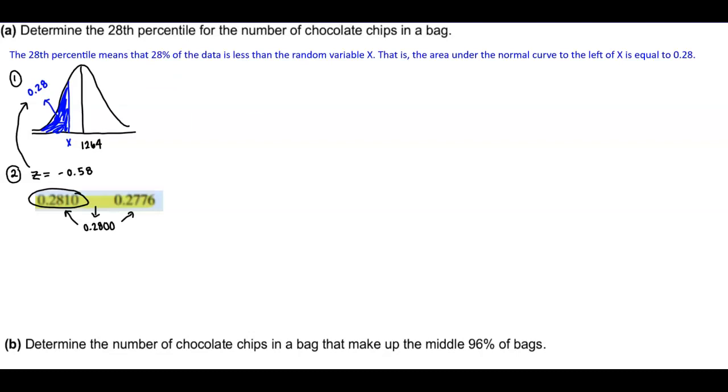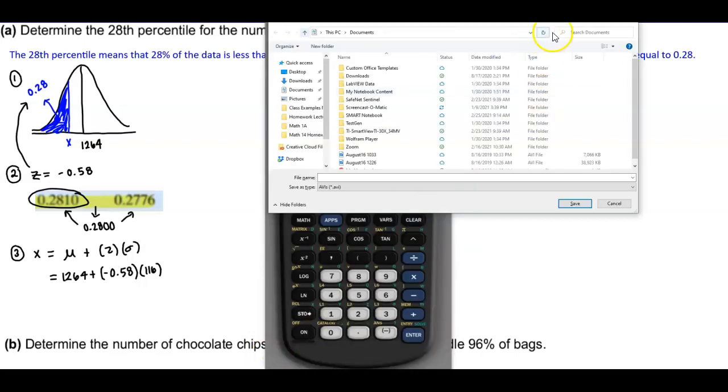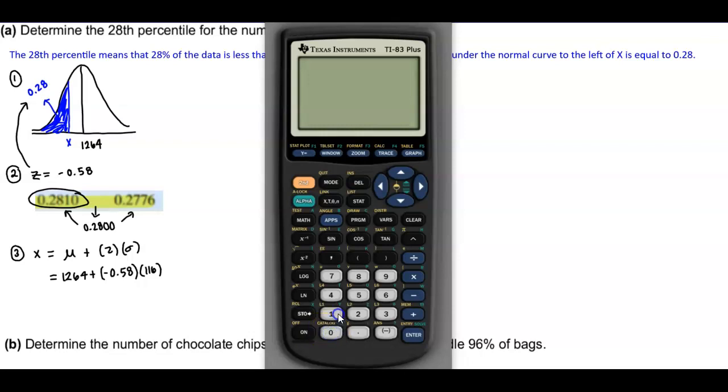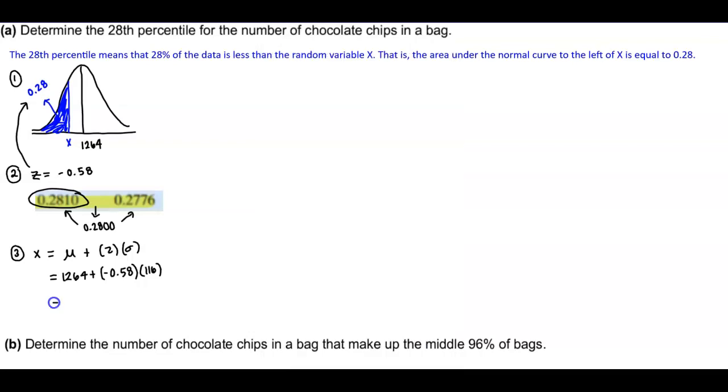And so now we want to use the formula x equals the mean plus the z-score times the standard deviation, which is 1264 plus negative 0.58 times the standard deviation of 116. So let's put that in our calculator here. So we have 1264 plus negative 0.58 times 116. And that gives us 1196.72.